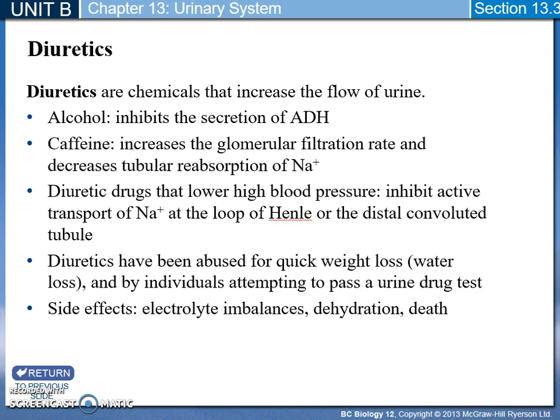Diuretics have been abused, unfortunately, for quick weight loss. The problem with this is that the water is quickly reabsorbed once again, and so it really has no lasting effect. Also used by individuals attempting to pass a urine drug test, which they otherwise would not pass. So the side effects are electrolyte imbalances, which can result in dehydration, and in severe situations can actually cause death.